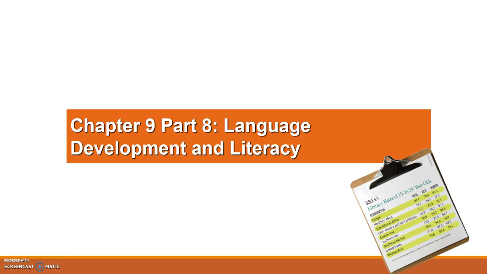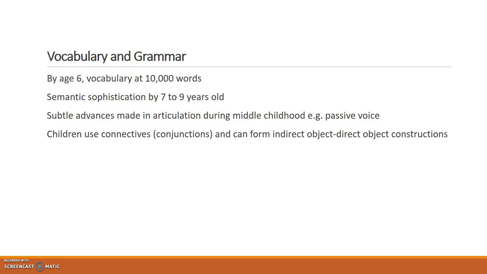Okay, wrapping up Chapter 9 is our last section, Section 8, which discusses language development and literacy. So, how we learn language and how we learn to use language in this period of middle childhood. Now, if we look at a few statistics, let's look at vocabulary and grammar first. By age 6, the average child knows about 10,000 words or has a vocabulary of 10,000 words.